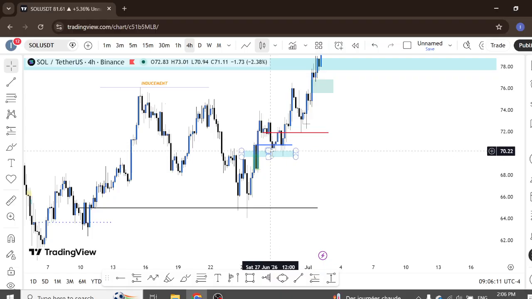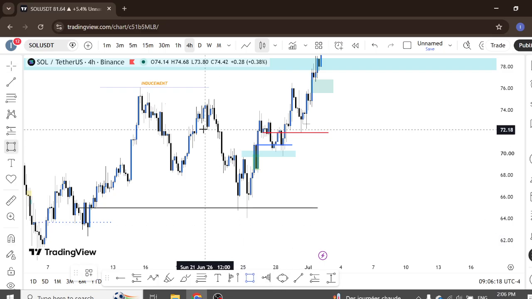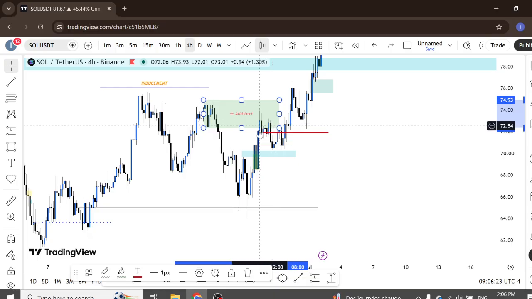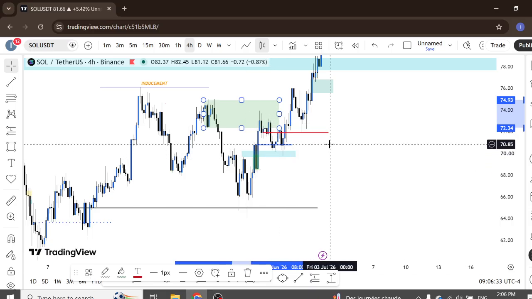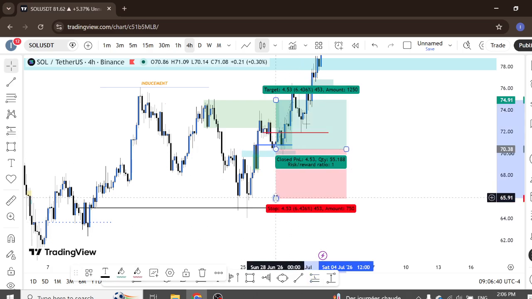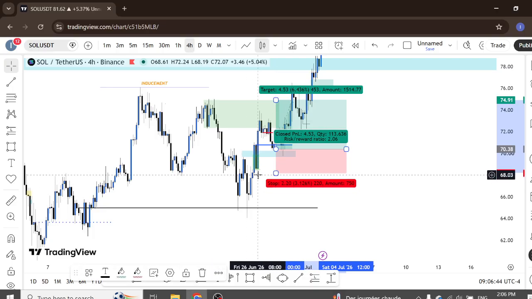So this is exactly what I did there. I waited for them to accumulate in that order block. Let me drag it here. Okay, so this is reaccumulation there for the new positions, and then I waited for the liquidity sweep because it now formed a fair value gap in the daily time frame. So once it did that, it formed a fair value gap in the daily time frame, I just jumped in a trade around this, and then my stop loss was below this candle.